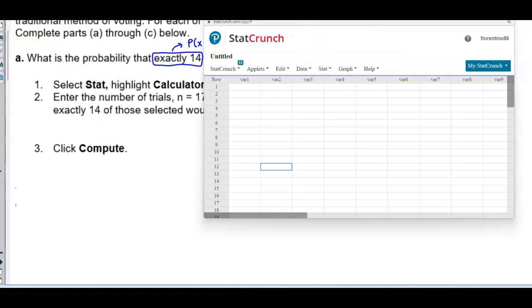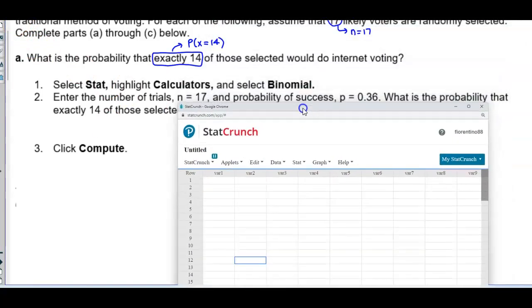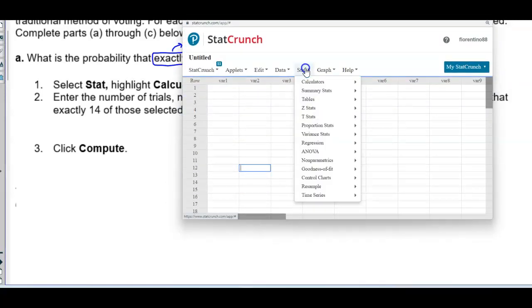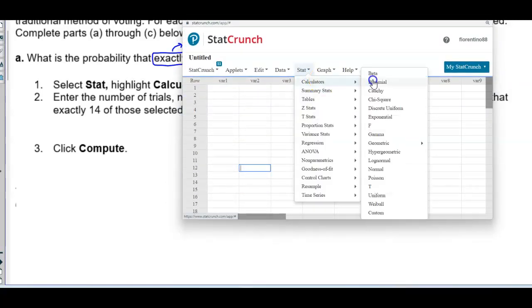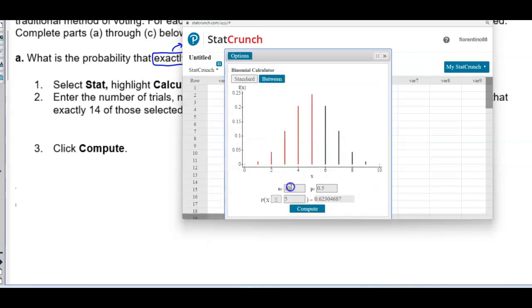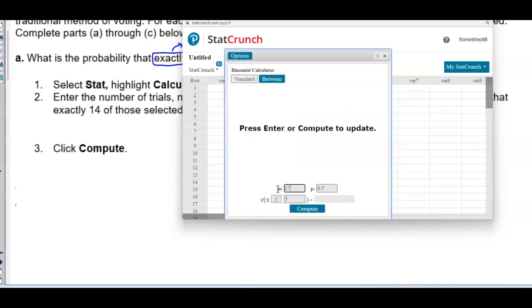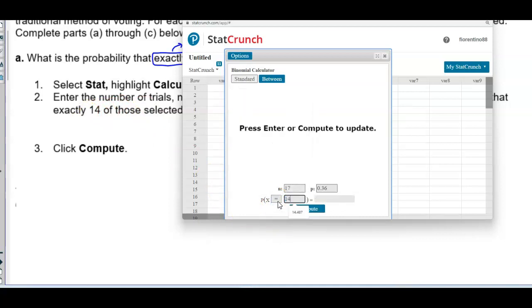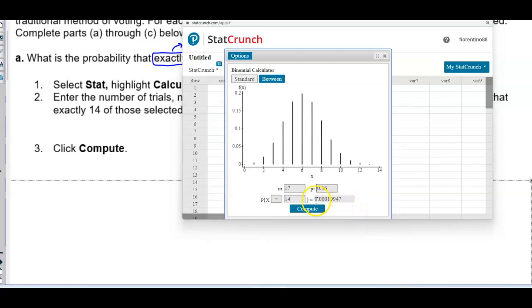Now, opening up StatCrunch, we put in our values, N is equal to 17 and P is equal to 0.36. We go to Stat, Calculators, select Binomial. We know the number of trials is 17, the probability is 0.36, and we have exactly 14. So we should have equals and then the number 14. Now you can see what our probability is.